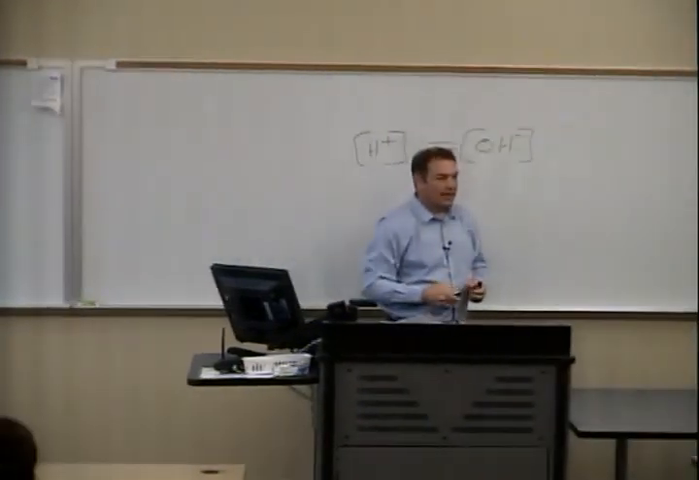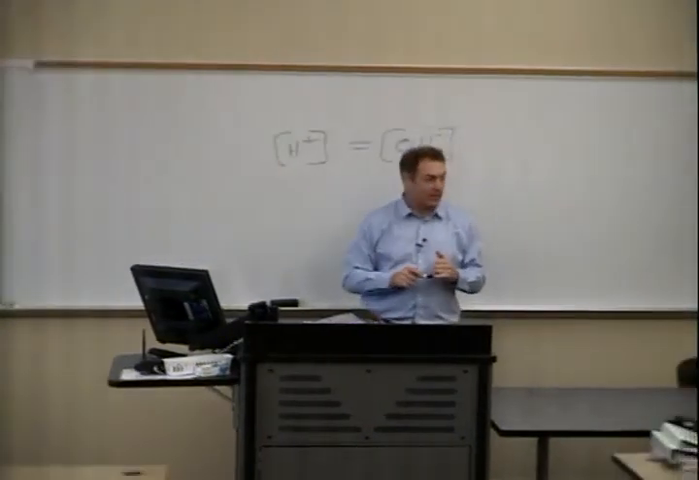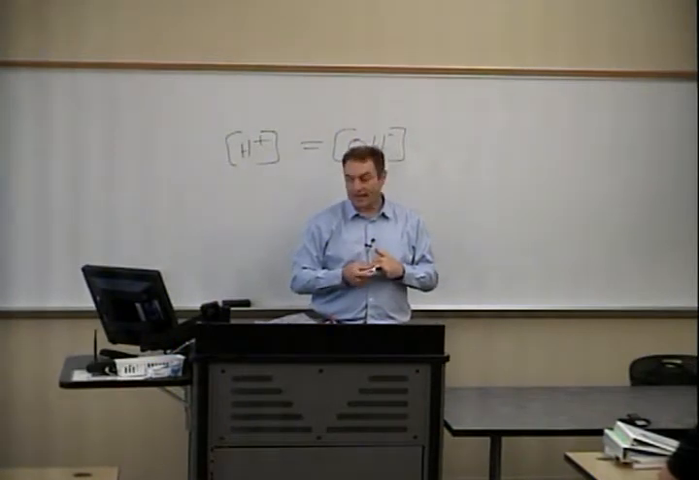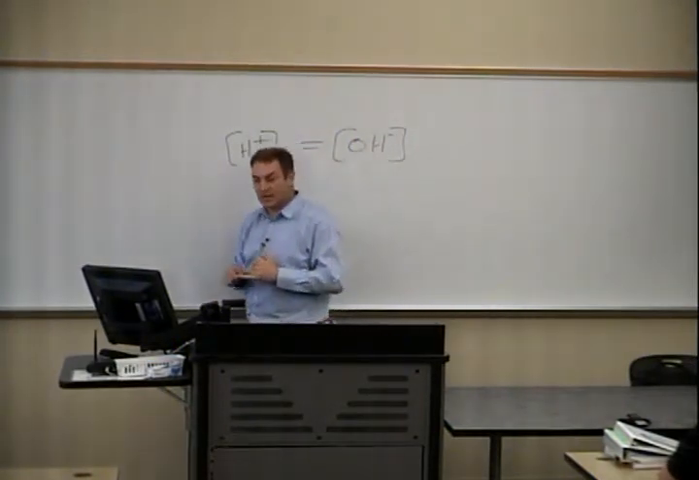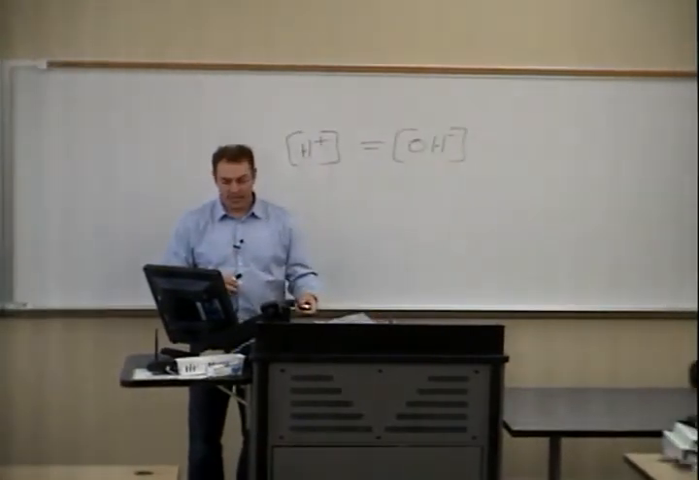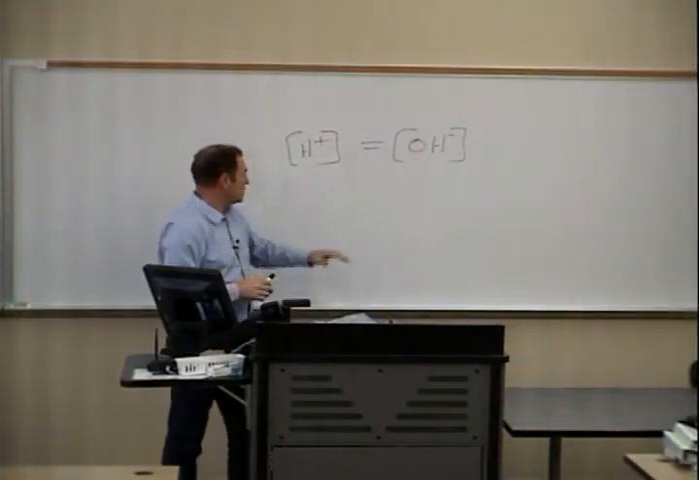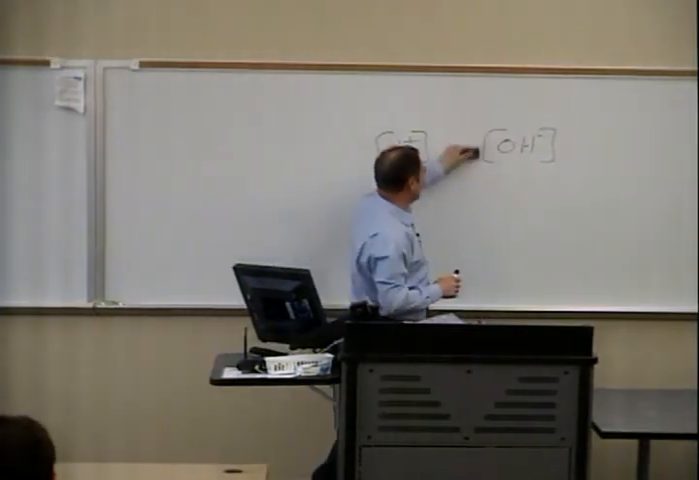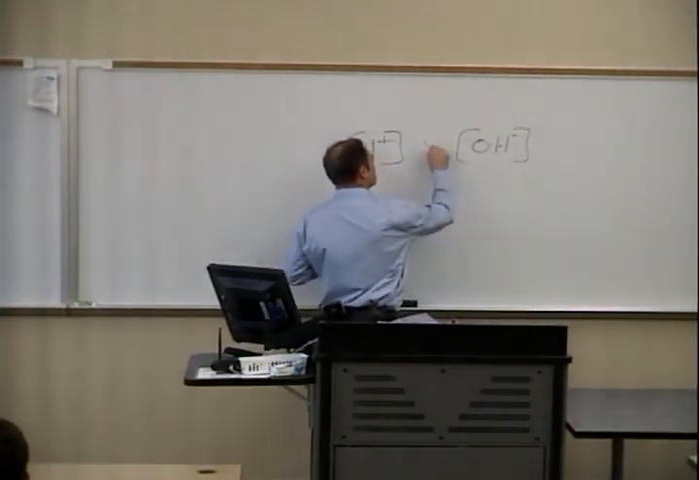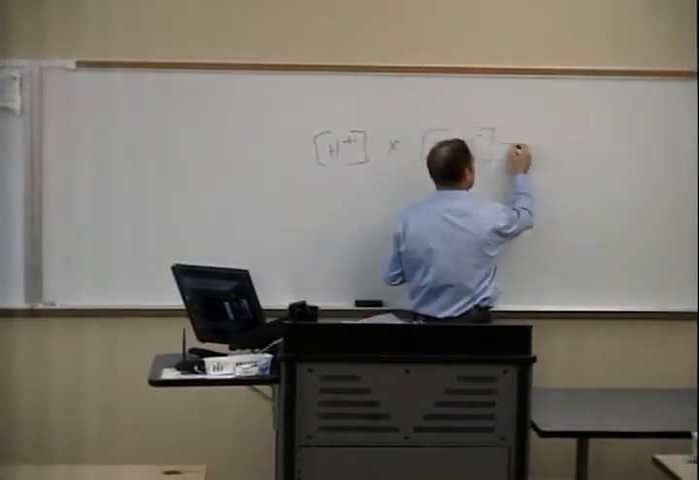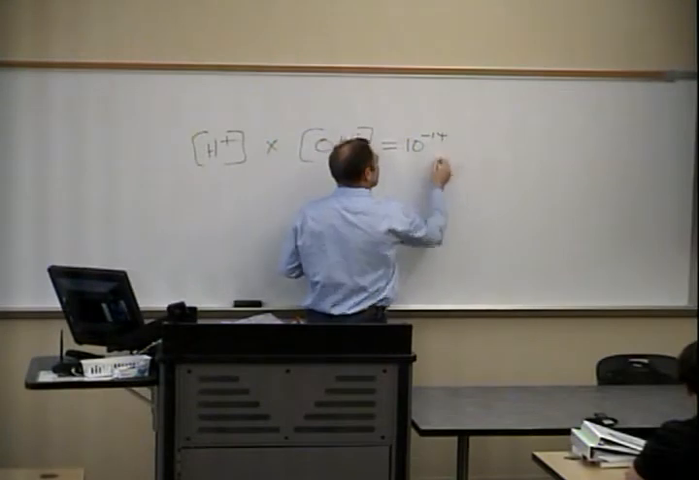All right. So in an aqueous solution, and you know what an aqueous solution is, don't you? Something in water. It's one where water is the solvent. Yep. At 25 degrees Celsius, this relationship is always true. The concentration of hydrogen ions multiplied by the concentration of hydroxide ions is always 10 to the negative 14.